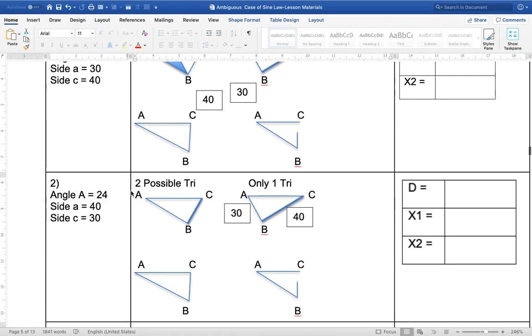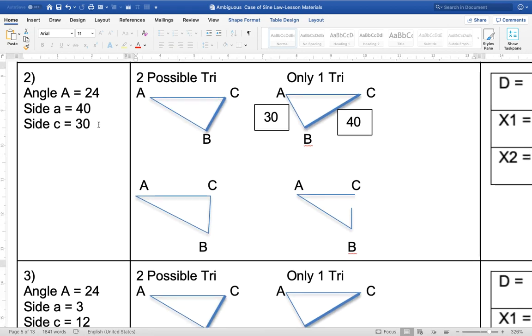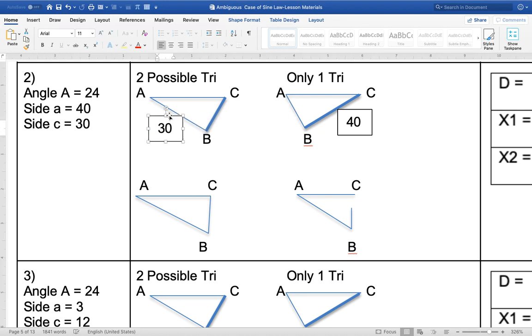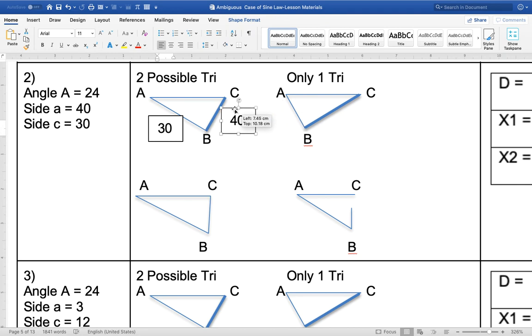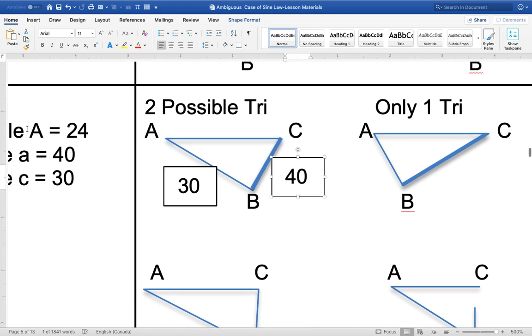All right, so I just want to briefly go over this number 2 again. We went through it previously, so I'm just going to bring this to here and this to here. If we notice the measurements on this triangle, angle A is 24 degrees. That angle up there at A is 24 degrees for that triangle. And the side opposite angle A, which is side A, is 40, so that's over here, and 30 here.